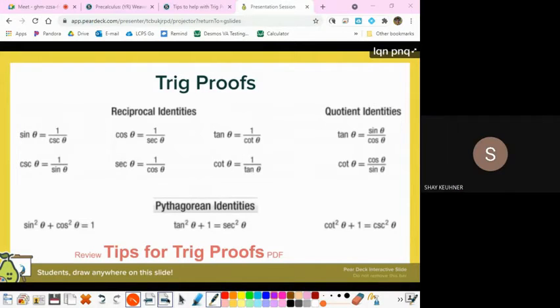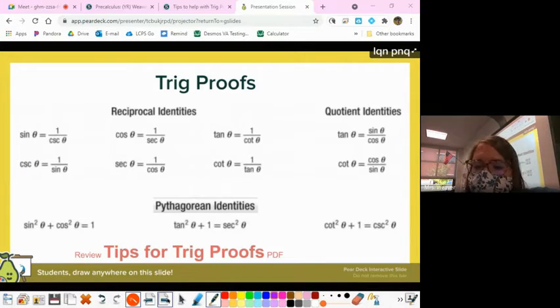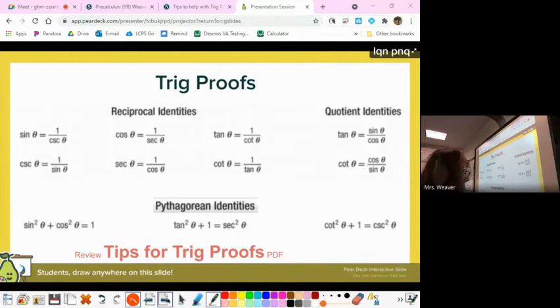Okay, thank you. All right, and so there was a question from Valerie in the chat. How did you go from tangent times sine theta over 1 to tangent over 1 over sine theta? Let's go back and look at that again.